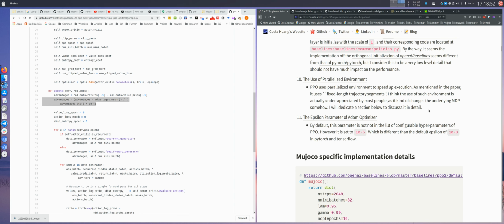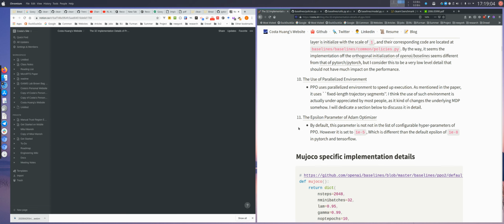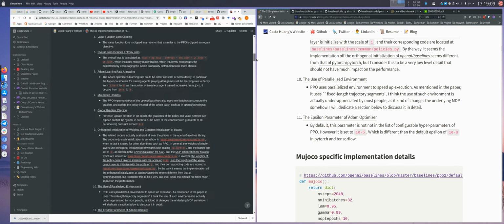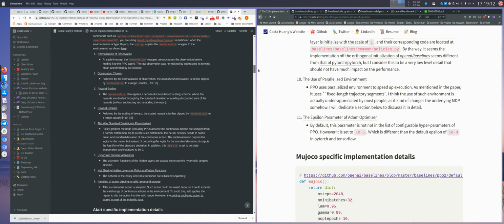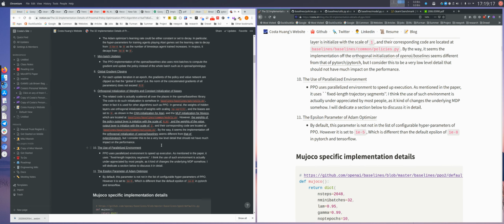And then lastly, the epsilon parameter of the Adam optimizer. By default, this parameter is not in the list of configurable hyperparameters of PPO. However, it's set to 1e-5, which is different from the default 1e-8 in PyTorch or TensorFlow. So let me correct that typo real quick. All right.